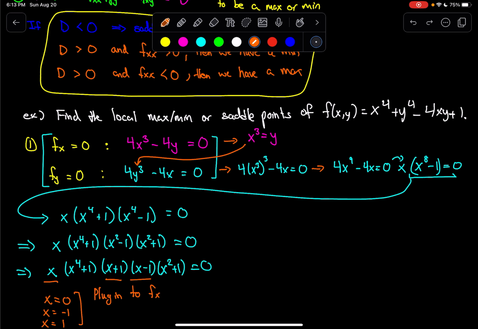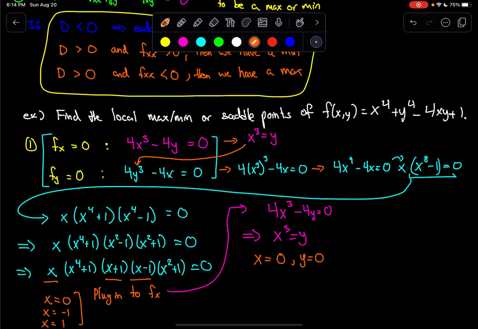So I'm going to choose to plug them into 4x cubed minus 4y equals 0, which we said was simply the equation x cubed is equal to y. And if we do that, if I plug in x equals 0, then we get the point y is equal to 0. If I plug in x is -1, I get the point y is -1.